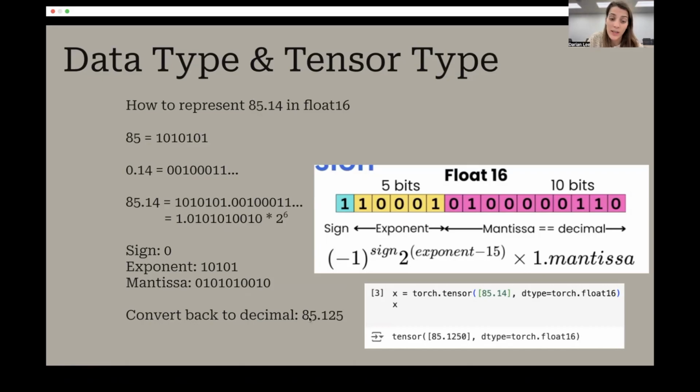When we convert it back, we get 85.125. So the lower the amount of precision, the lower the number after the float, the less exact our actual storage of the number is going to be.